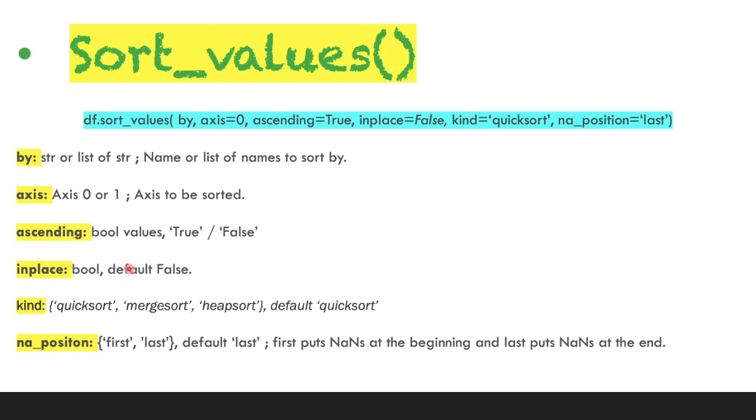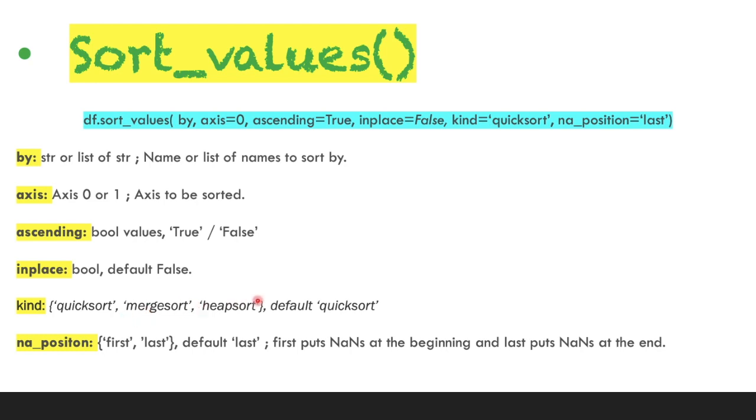The next parameter that we have is inplace. Inplace accepts a boolean value, that is true or false. If we assign the value of inplace as true, it will return none, and if we assign the value of inplace as false, it will return a copy of the object with the operation performed. The kind parameter allows us to choose our algorithm.